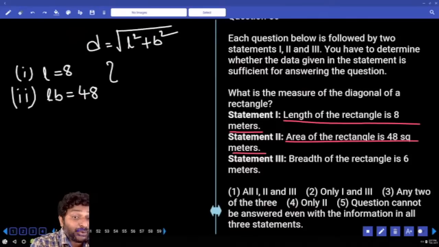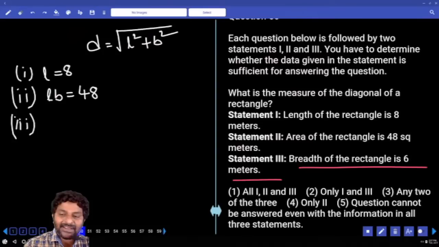Can you get by using 1 and 2? If you use 1 and 2, you can get B value. Agreed? 1 and 2 will give you the answer. That is one clarity that we already got. Next, third statement. Breadth of the rectangle is 6. B is equal to 6.